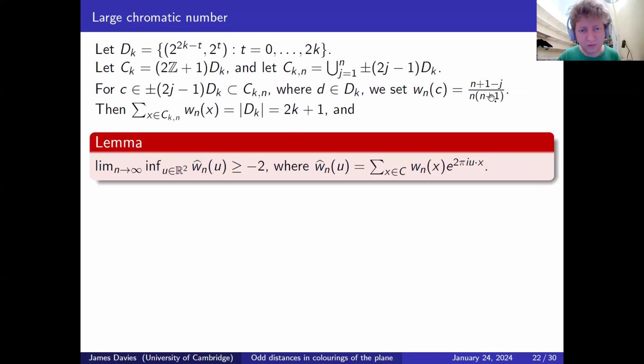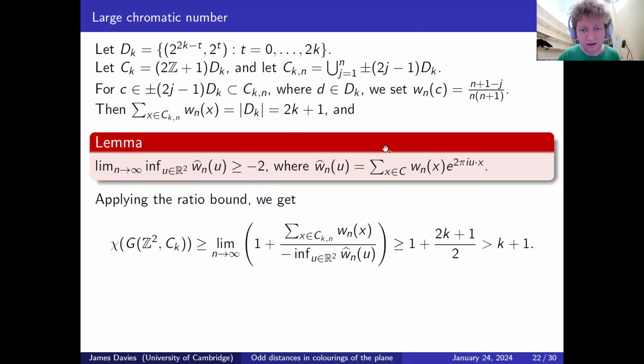Our sum of weights, just from our choice of weights, ends up being equal to the size of our primitive generating set d_k, which is equal to 2k plus 1. And then combining our examination of this exponential function, we only fall into this bad case at most twice, which is giving us at most this minus 2. So the minimum of this function ends up being at least minus 2. And then we can apply our ratio bound theorem.